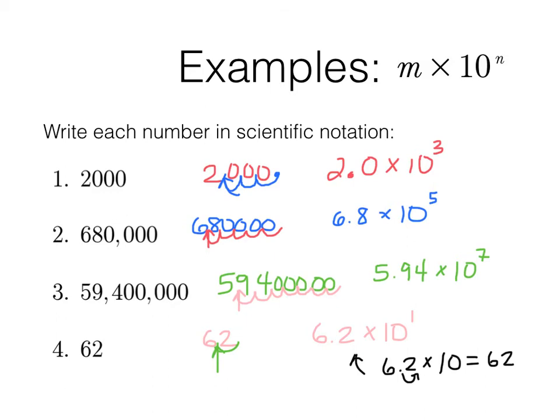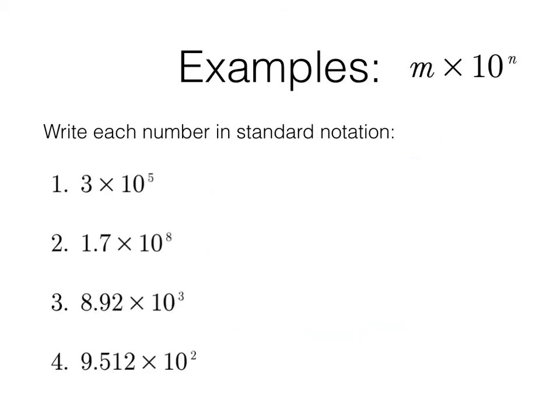Let's try going the other way. Again, if you look up here at the right, just like the previous slide, we're sticking to numbers that are bigger than 1. Positive exponents are for numbers that are bigger than 1. So now we're going from scientific to standard. So we've got to go backwards from what we learned how to do earlier.